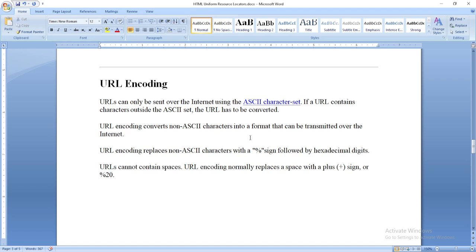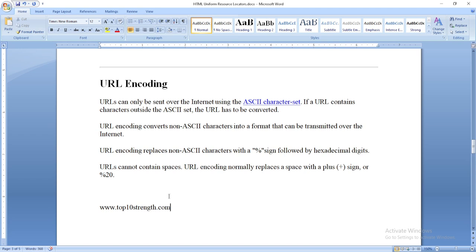So let me explain this clearly to you. Let's say, for instance, you have a URL. Let's say you have www.top10strength.com. You see that?